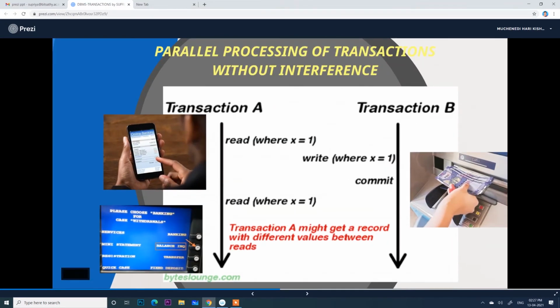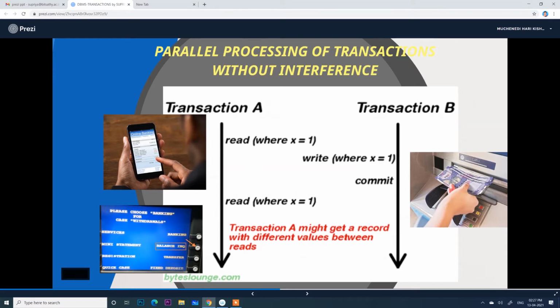Isolation. Isolation means, for example, you are performing two concurrent transactions, where in one transaction you are reading the amount from the account, and in the next transaction you are crediting or debiting the amount. Say for example, first you are checking your balance on a mobile phone. Then after some time you are checking the same balance at the ATM machine. Now the second transaction deals with withdrawal of an amount.